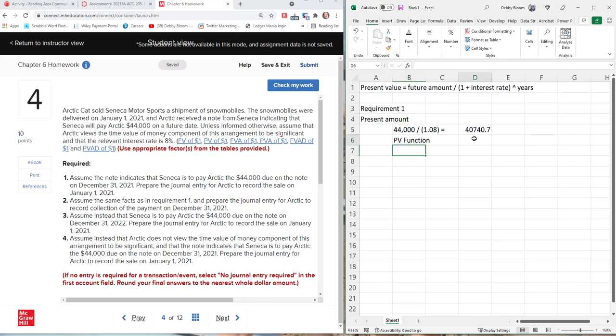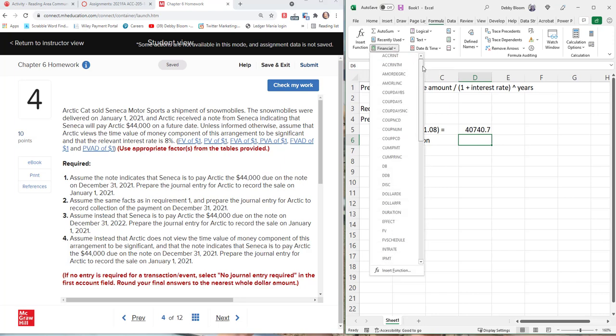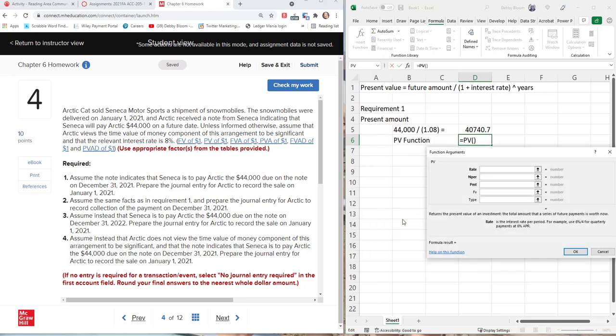Now, there's another neat way that we can do this using the PV function. So what I'm going to do right now to get the exact same answer is I'm going to click on cell D6, and I'm going to click on Formulas, and notice there's an entire group in the function library. There's an entire group for financial, and I'm going to scroll down, and I'm going to look for PV. PV returns the present value of an investment, the total amount that a series of future payments is worth now. So I'm going to click PV. My rate is 8%, so 0.08. I could put that in as 0.08, or I could put it in as 8%. In this case, the number of periods is 1.